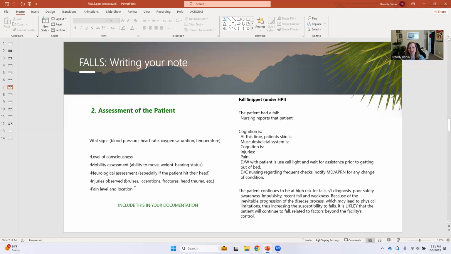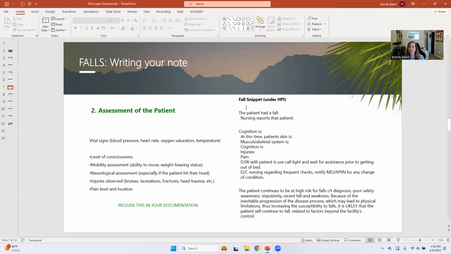Sometimes bruises don't happen the minute they fall, and maybe even an hour later. So maybe the next day you see a bruise that wasn't there yesterday. Well, it does take time to develop, sometimes not a lot of time, but you might find bruises that they had not documented within 2 minutes of the patient falling. And then any pain or location of pain, and all of that needs to be included in your documentation.